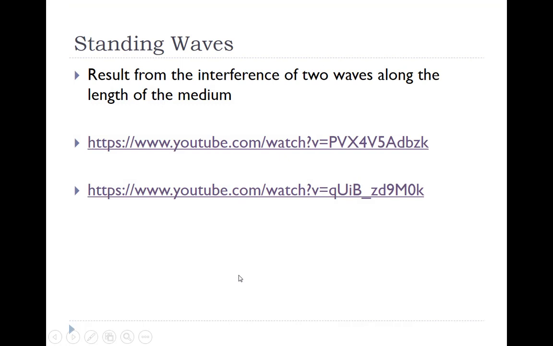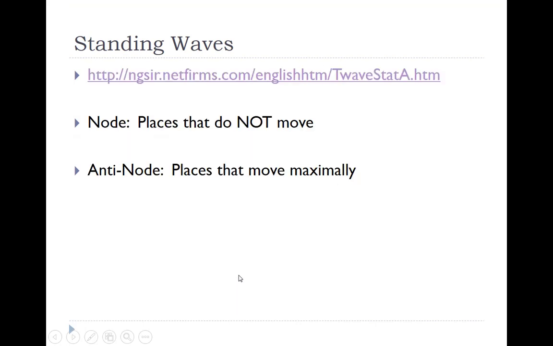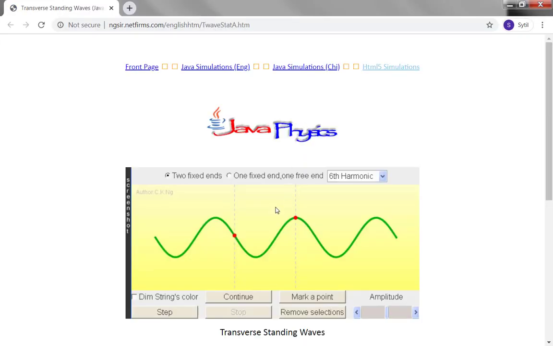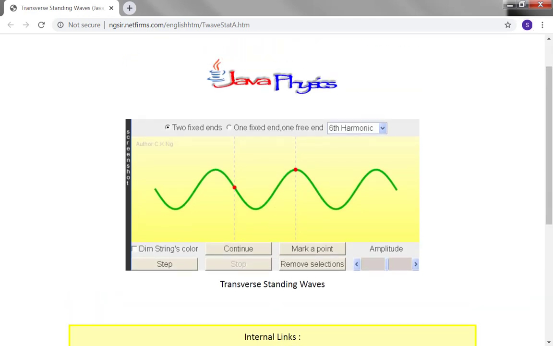Okay, so let's close that. Looking at this a little bit more closely, we're going to pull in a simulation. That simulation is from this website, but you have to download a jar file to get it to work. I have that jar file over here. Here we go. There it is.